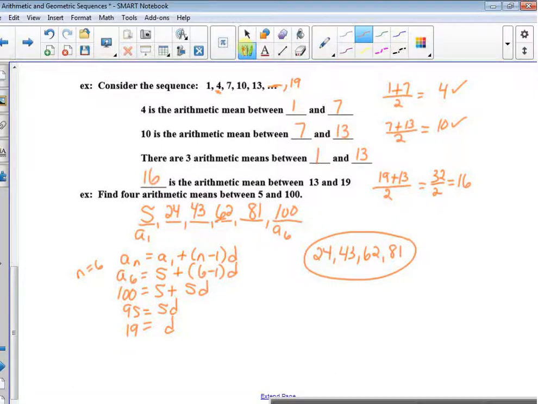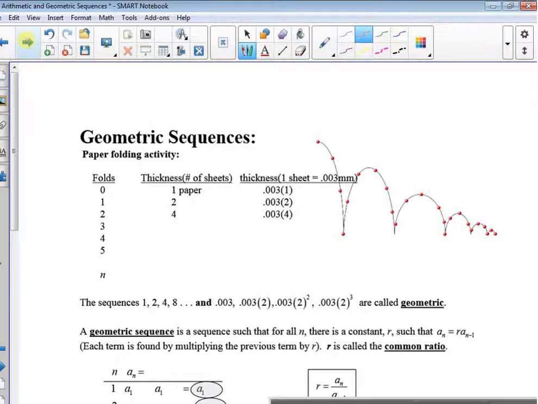All right, next, geometric sequences. If you take a piece of paper that's about 3/1000 of a millimeter thick, and you fold it, you end up getting a pattern. If you do a fold, you'd get 2 thicknesses of a sheet, and then if you fold it again, you'd get 4. Ask your teacher if you need to see that to visualize it. If you do it again, you'd get 8, 16. In essence, it's like this doubling thing that happens. And so it becomes 2 to the n.